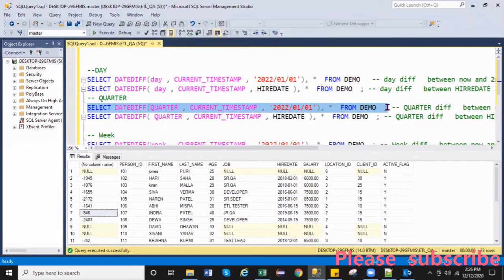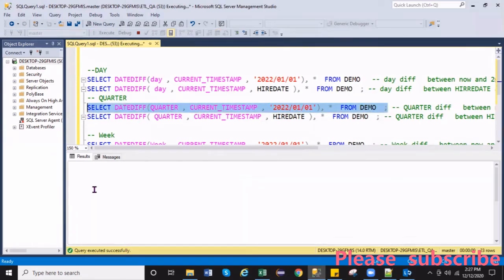There are 4 quarters in each year, right? So do you know what quarter this is? This is the first quarter, right? Because you put January. And do you know what quarter it is now? We are in the fourth quarter. So let me see what the difference is between the first quarter and the second quarter.